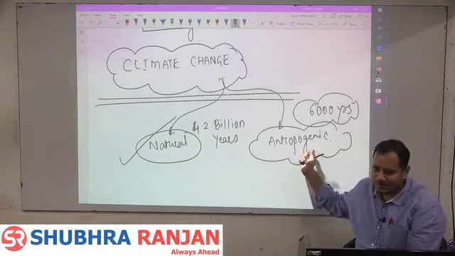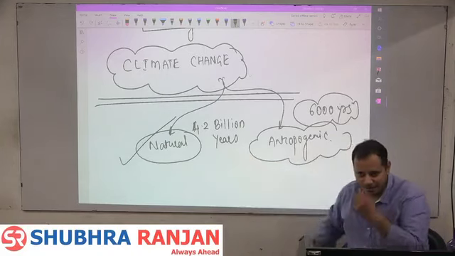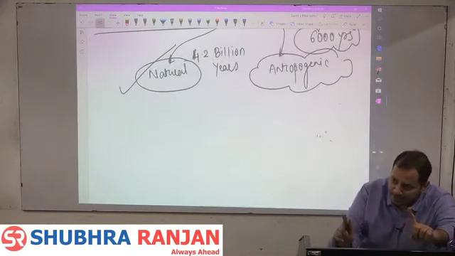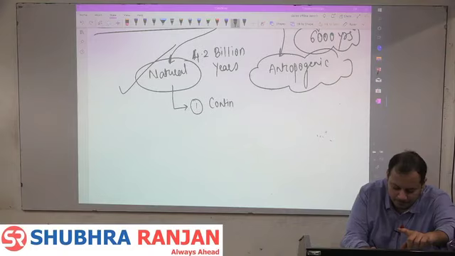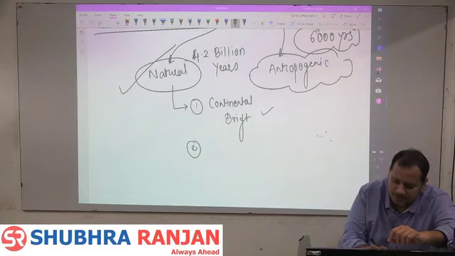Obviously I am not going to teach you this, you can do it on your own. It is very, very important. That is, what are the natural causes for climate change? Again, it is very, very easy. The natural causes for climate change, one you have done, is continental drift. Does it cause climate change? Continental drift. Fine.